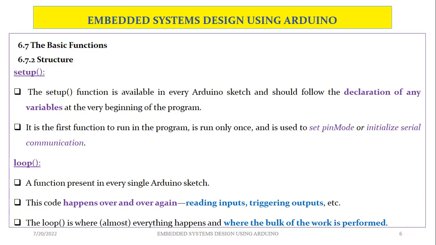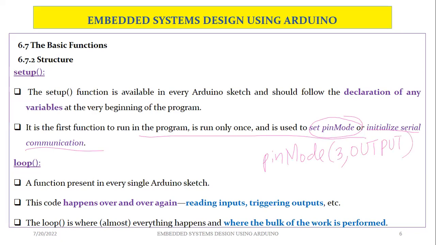And within the void setup part, like I mentioned, whatever we put there will only be executed once. For example, we can put the pin mode functions there, and we can also specify the serial communication speed there. For example, if I wanted to set digital pin number 3 as an output pin, the command I will use is pin mode, then into brackets, digital pin number 3, comma, output. So in that case, I've configured digital pin number 3 as the output pin.